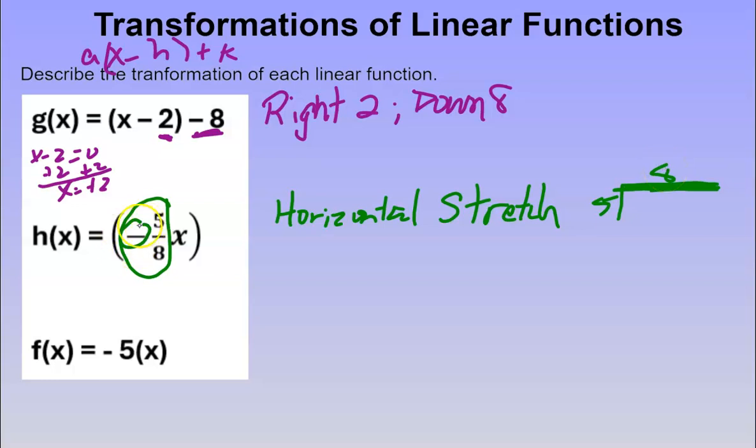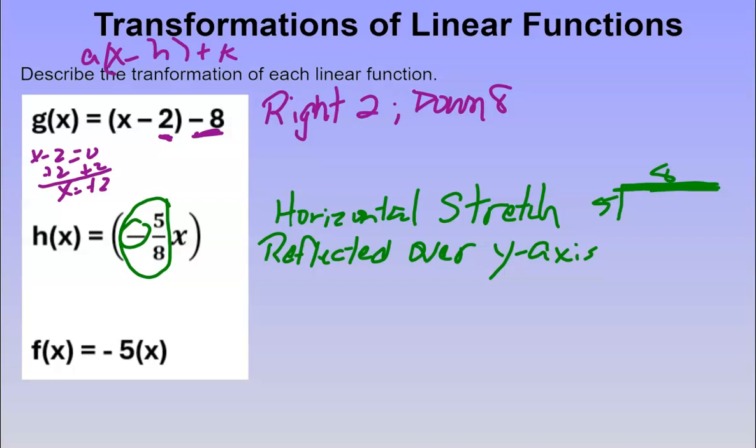And then this negative here means there's a reflection. So reflected over. Now this is on the inside, so it affects the x coordinate. So it goes from a positive x to a negative x, which means that's going to go over the y-axis.